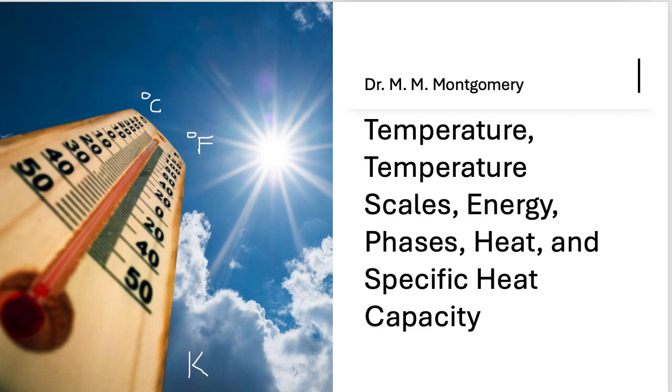Notice that the Celsius scale has a degree symbol before the letter C. The Fahrenheit scale has a degree symbol before the letter F, but the Kelvin scale does not have a degree symbol before the letter K. Do not put the degree symbol before the letter K or say degree Kelvin. It's just Kelvin.